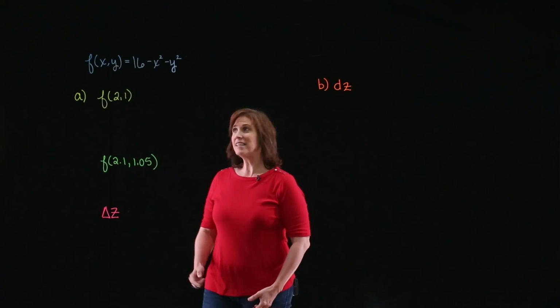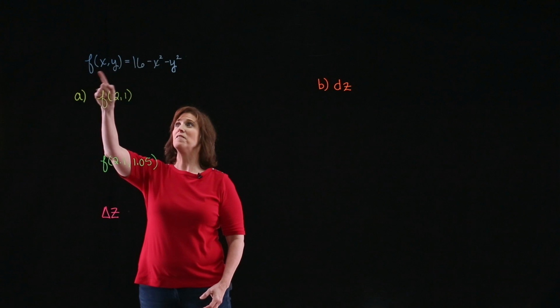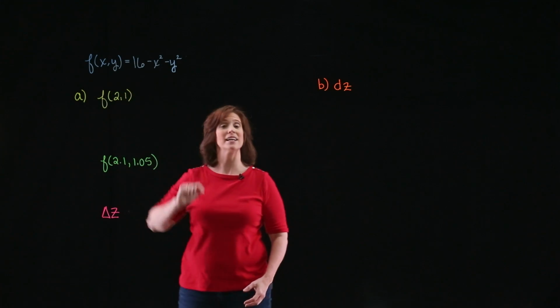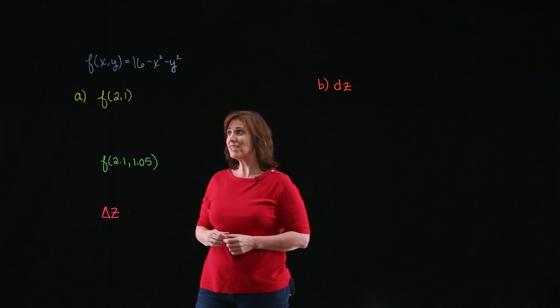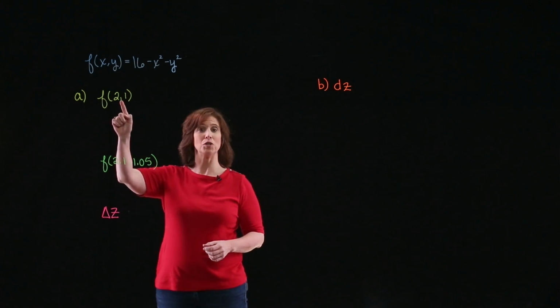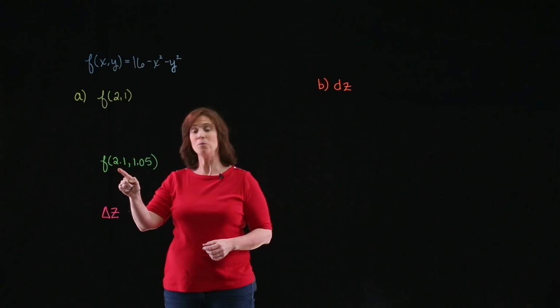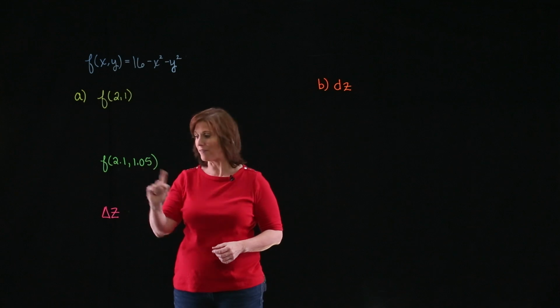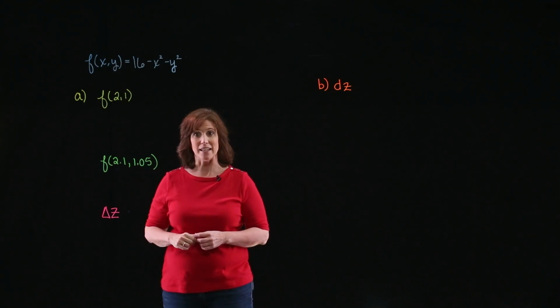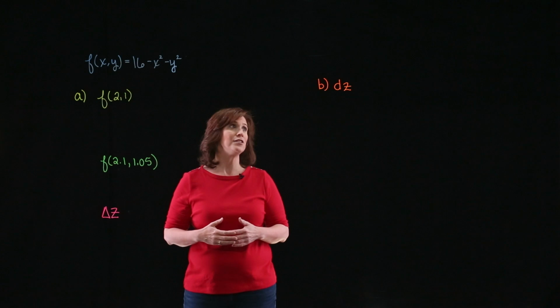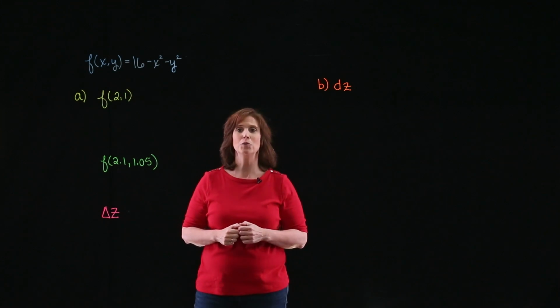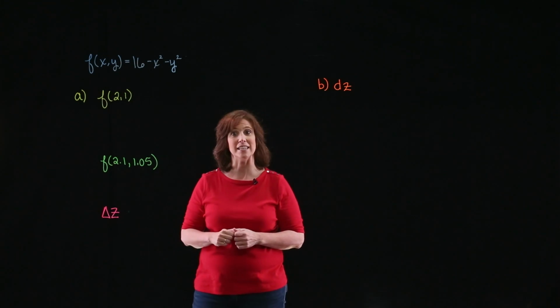Hi everyone, I'm Cheryl. In this problem, we're given a function, f of x, y equals 16 minus x squared minus y squared, and we're asked to evaluate that function at the point (2, 1), at the point (2.1, 1.05), and then find the change in z.